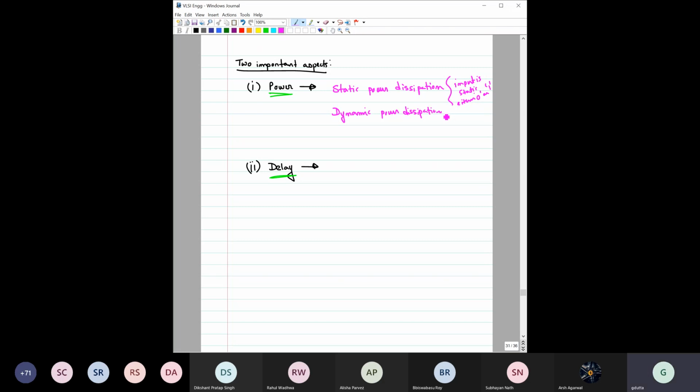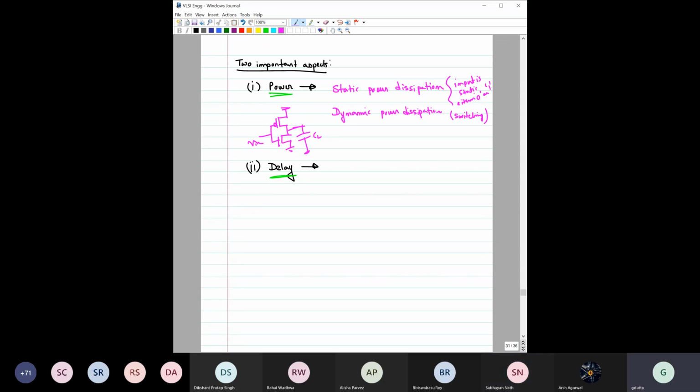Dynamic power dissipation means when you are switching. Then you are charging and discharging the capacitor. So you have this inverter, and you are charging then discharging this capacitor, so that also consumes energy. You're losing some energy in that process as well, right? This dynamic power dissipation is basically for the amplifier region.